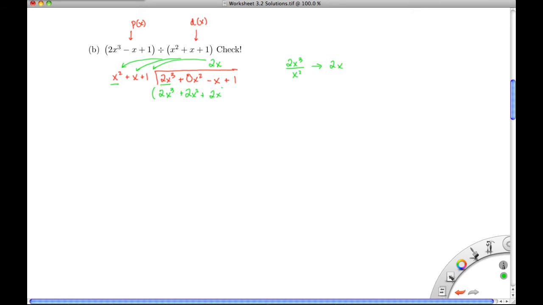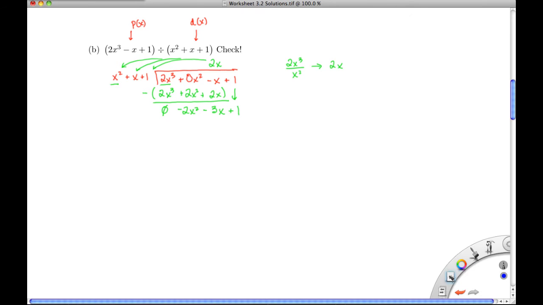And as before, I'm going to subtract each of these terms from the terms directly above them. So 2x cubed minus 2x cubed, nothing. It's going to zero out. 0x squared minus 2x squared is going to give us minus 2x squared. Negative x minus 2x is going to give us minus 3x. And then at this point, we're also going to bring down this extra term here, the plus 1. And we're going to repeat the process now, because we can divide x squared into minus 2x squared.